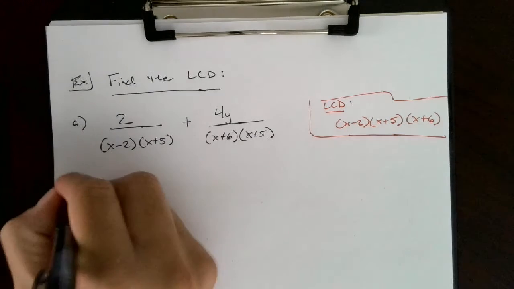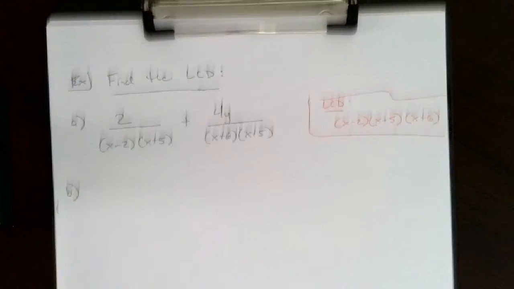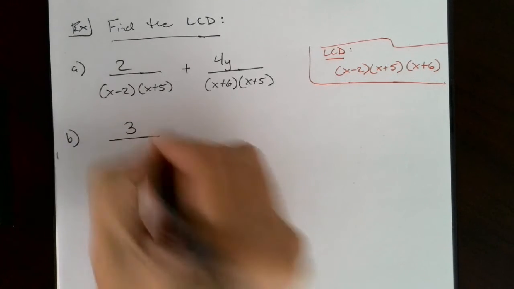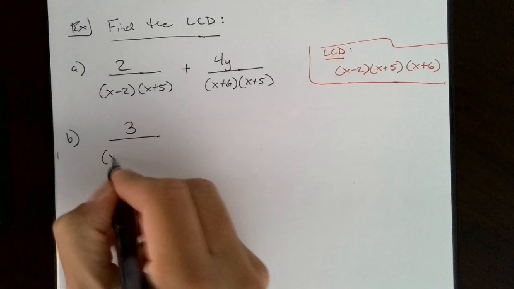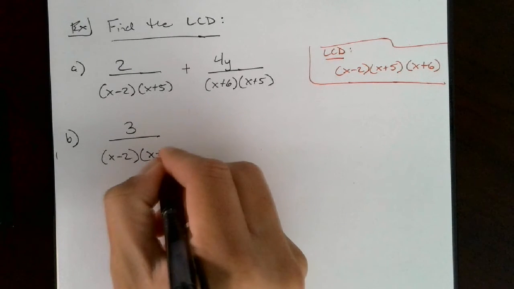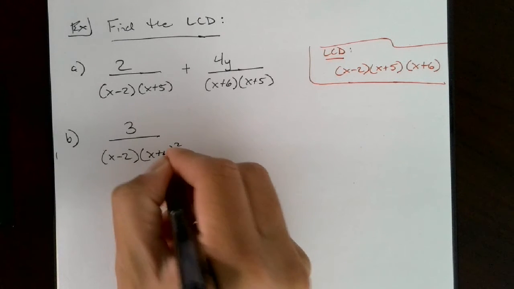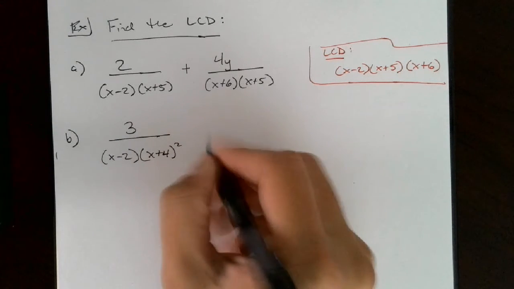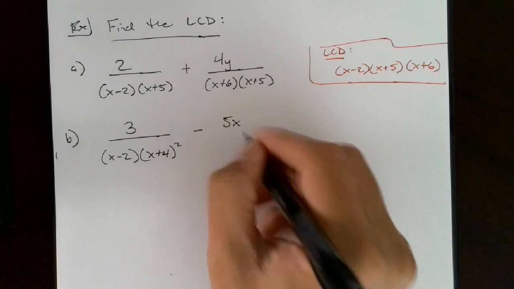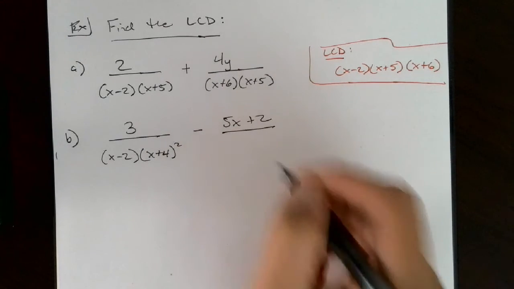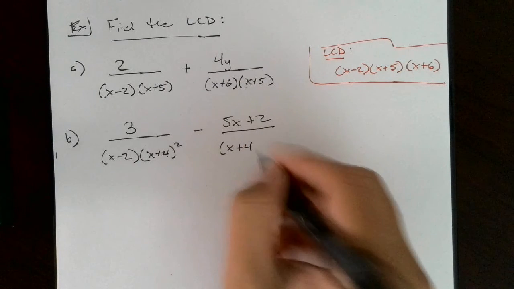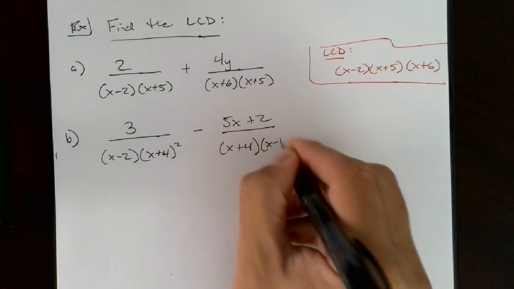Let's take a look at another one. If I said I had 3 over x minus 2 times x plus 4 quantity squared, minus 5x plus 2 over x plus 4 times x minus 1.